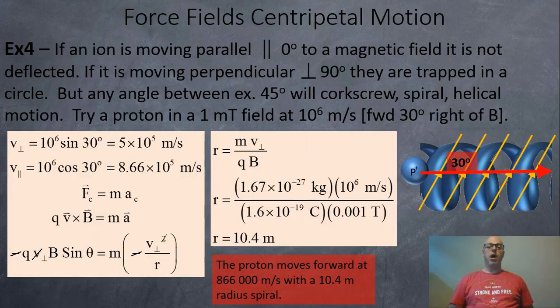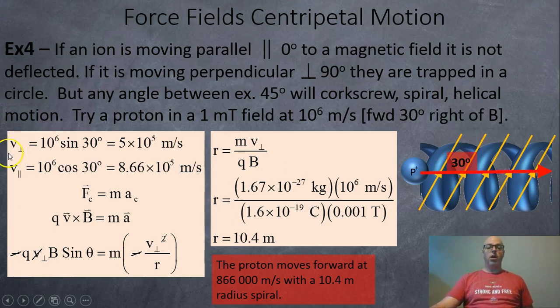Okay, what if the ion is not moving perpendicular or parallel to a magnetic field? If it's moving parallel, there's no deflection. If it is moving perpendicular, it's trapped in a circle. But any angle between 0 and 90 causes a corkscrew spiral, or helix-type motion. So for example, let's take a proton inside a 1 millitesla field, moving at 10 to the 6 meters per second, forward at 30 degrees right of the magnetic field. So here's the proton, and between the magnetic field lines there's a 30-degree angle right here.